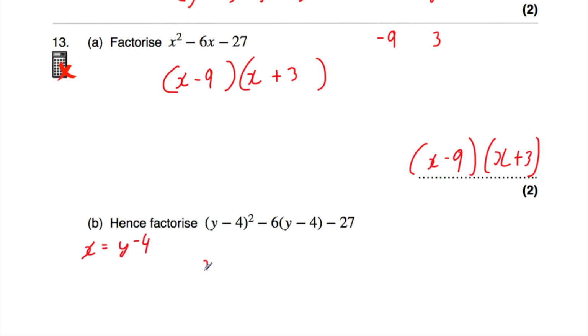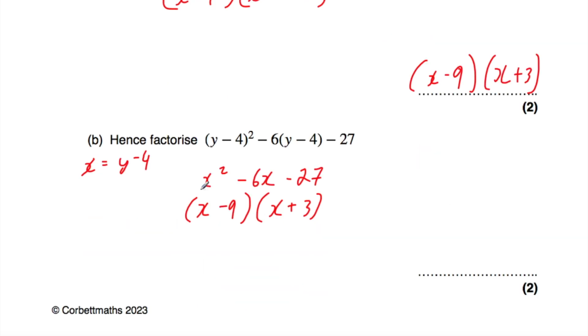So if we had x squared minus 6x minus 27, if we factorise that, we get (x minus 9)(x plus 3), which we've done already. That's why it says hence. And now we just need to replace the x's with y minus 4. So we'd have y minus 4 instead of that x, but we've still got minus 9, close brackets. And then here, instead of this x, we've got y minus 4, and then plus 3, close brackets.